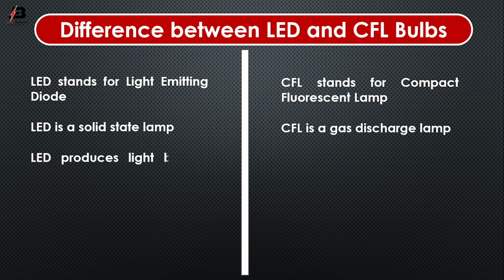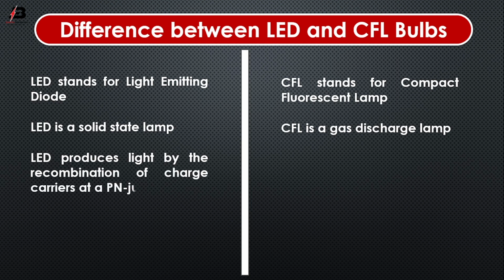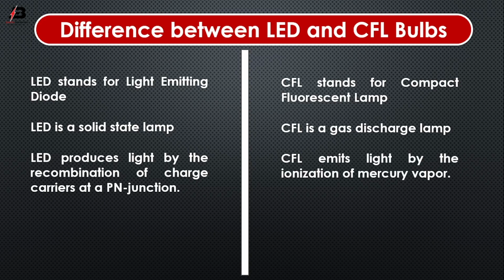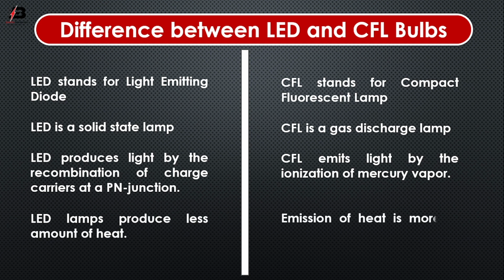LED produces light by the recombination of charge carriers at a PN junction. CFL emits light by the ionization of mercury vapor. LED lamps produce less amount of heat. Emission of heat is more in case of CFLs.